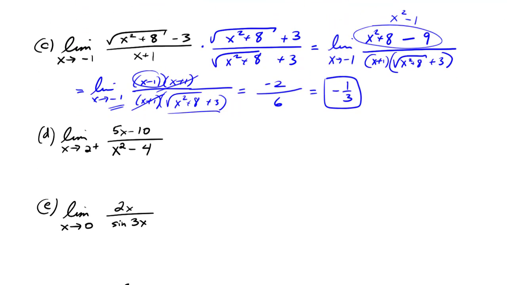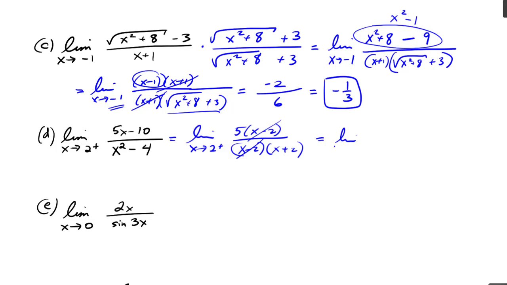All right, limit as x approaches 2 from the right of this expression here. All right, so first I plug it in, and I see that on top I would get 0, and the bottom I get 0. So I need to do some more work here. I think I should try to factor a bit. So 5 times x minus 2 over x minus 2 times x plus 2. So the x minus 2's do cancel. So I'll get the limit as x approaches 2 from the right of 5 over x plus 2.